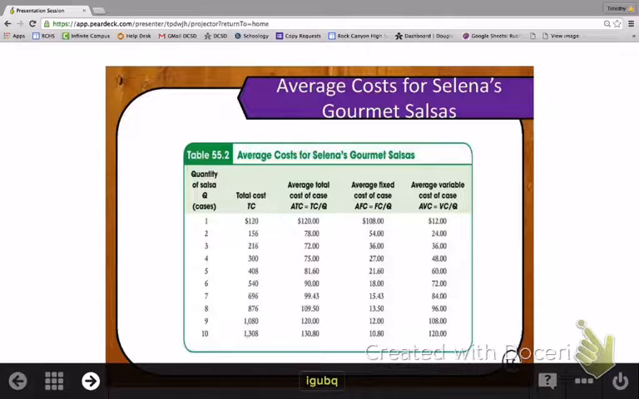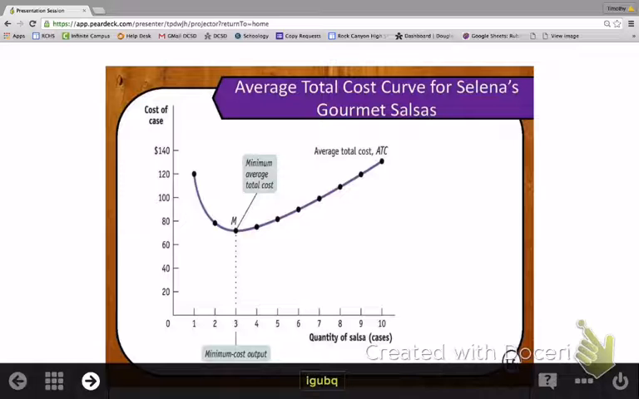Again, here you see Selena's gourmet salsas, and if you pause the video, you can see her total cost, her average total cost, her average fixed cost, and her average variable cost for producing cases of salsa. And then if we graph those costs here, you can see that her minimum average total cost is at an output of 3 units by looking at the minimum point of her average total cost curve.